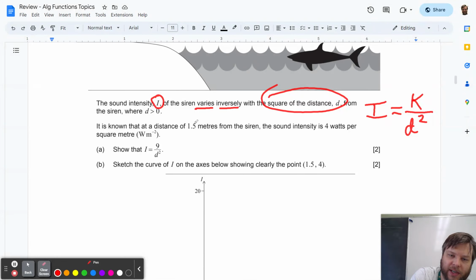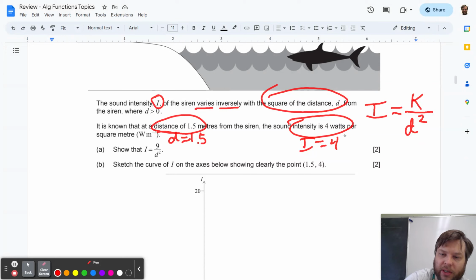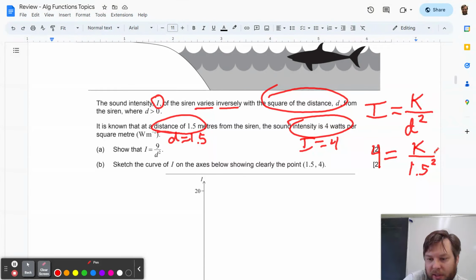Now we're given a second clue. When the distance is 1.5, the sound intensity is 4. So I can drop that information into my equation that I set up from before, and then I just need to solve for k.